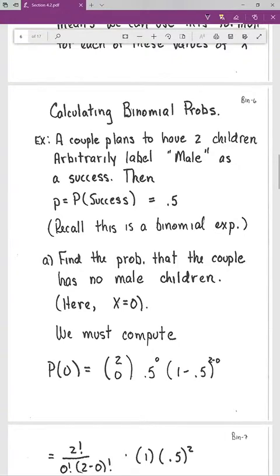So let's do a practice problem, calculating the binomial probabilities. First example, a couple plans to have 2 children. Arbitrarily, let's label male as a success. Then p equals the probability of success, and we'll assume that to be 50%. And recall, this is a binomial distribution. So for A, find the probability that the couple has no male children. This means X would equal 0.